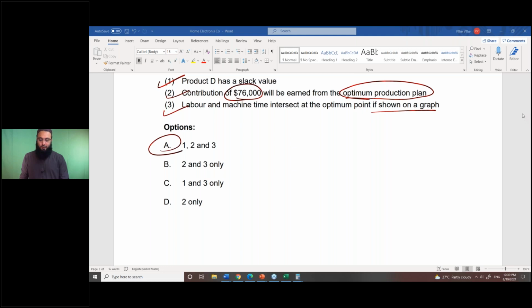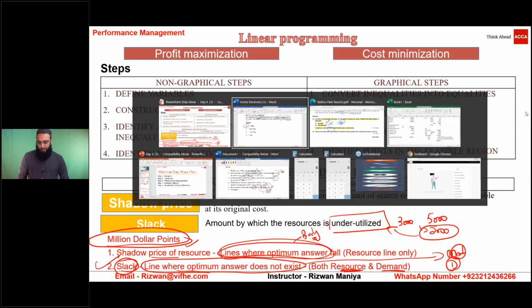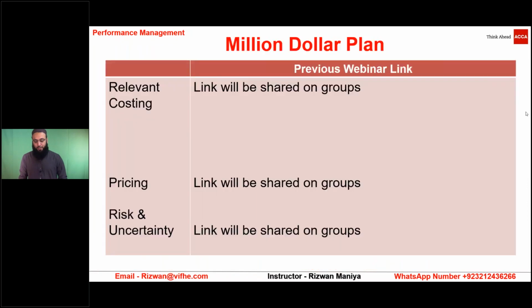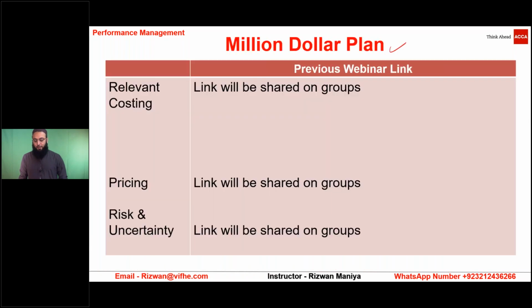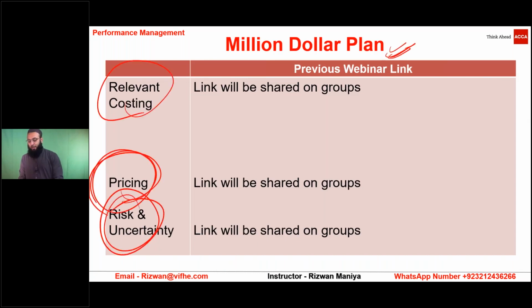Now the last question and answer session. If you need to ask anything, please just let me know relating to the question or whatever it is. Today's coverage was again a very good coverage, despite the initial hiccups. I will share the $1 million plan for relevant costing further, and for pricing and risk and uncertainty as well. So stay connected through the WhatsApp group.